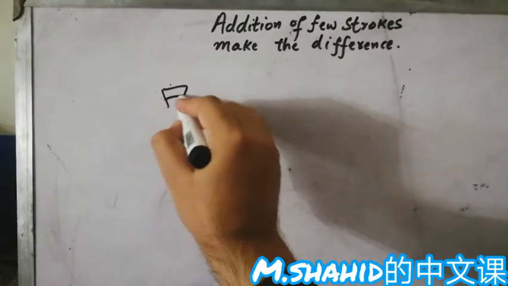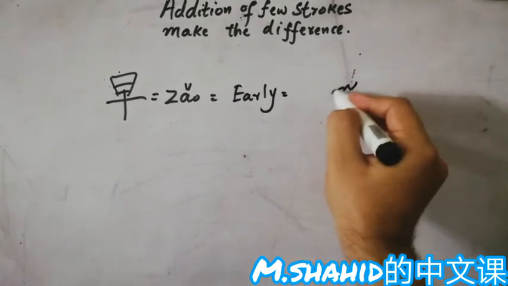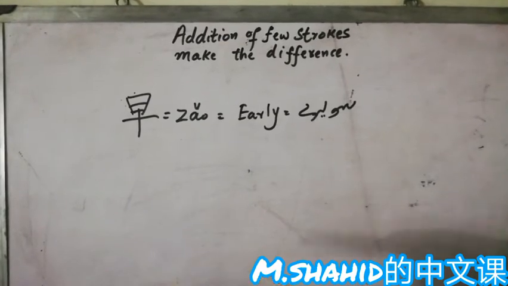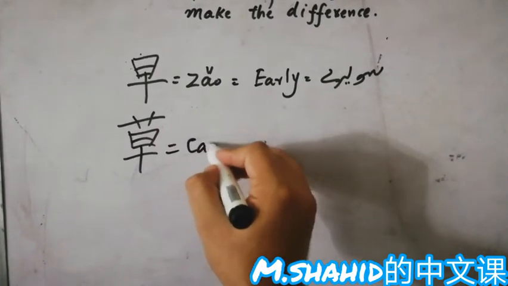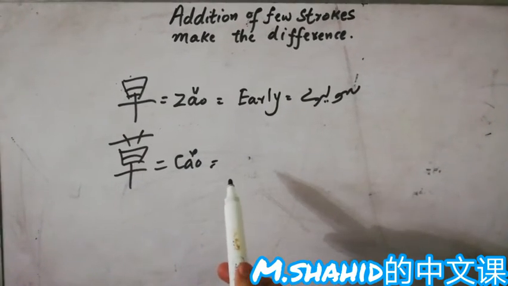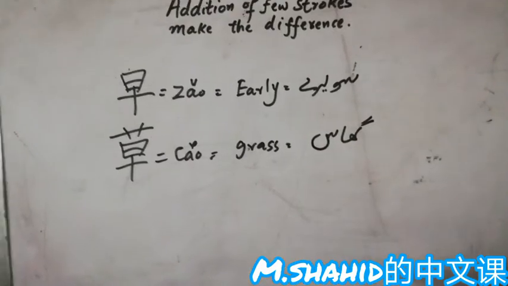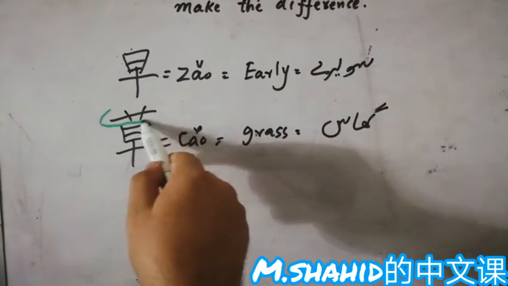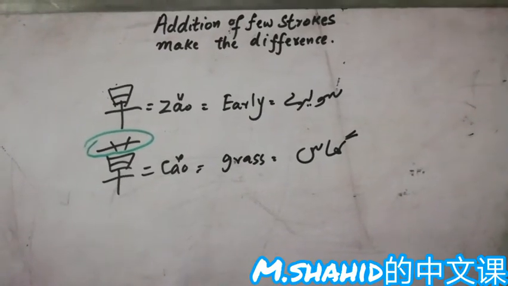One word is zao. Zao means early, in Urdu savere. I'm just going to add the radical of grass over it, and it becomes cao. Cao means grass, which in Urdu means ghas. You got that? I just added this on top of the character zao and it became like this. Now let's make sentences and get to know the uses of these Chinese characters.